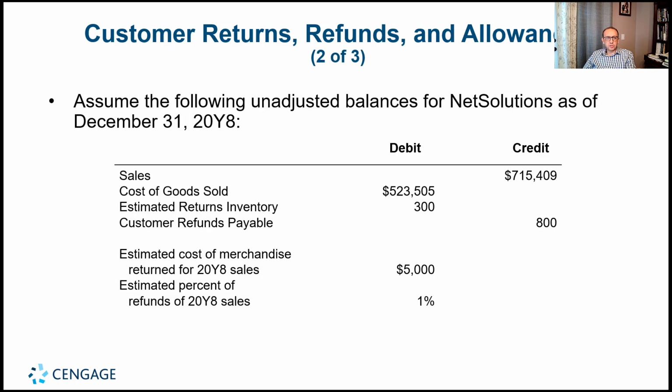So assume the following unadjusted balances for Net Solutions. We have sales of $715,409. They have cost of goods sold, which is usually less than the sales, of $523,505. We have estimated returns inventory of $300. We have customer refunds payable of $800, which is a liability. We have estimated cost of merchandise returned for year 8 sales of $5,000, and an estimated percentage of refunds of year 8 sales of 1%. So let's see how we're going to treat these in the journal entry.